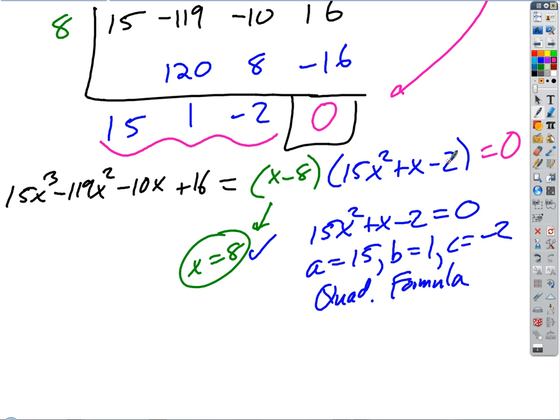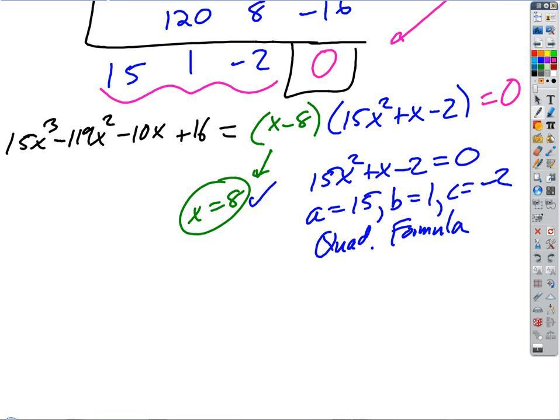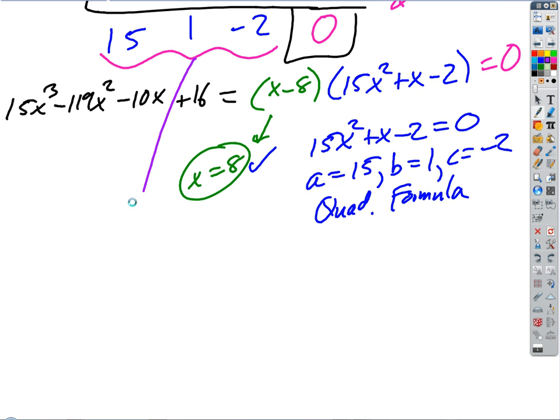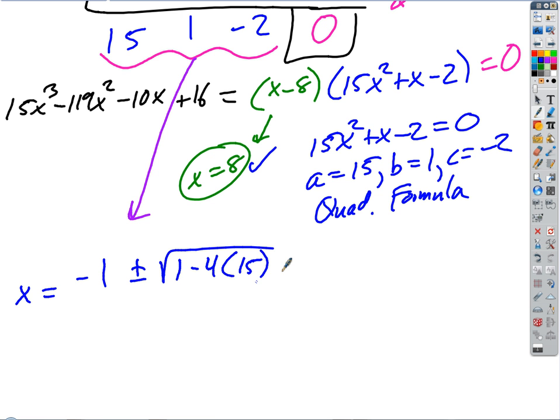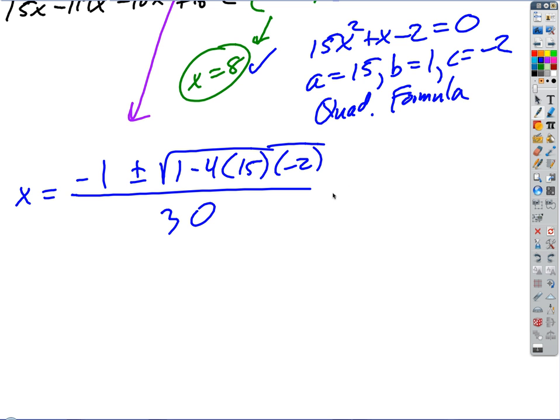Plug it into the quadratic formula. Just go straight from here into the quadratic formula. X equals negative b, so negative 1, plus or minus the square root of b squared, which is just 1, right? Minus 4 times 15 times negative 2, all divided by what? Yeah, 2 times 15, 2 times a, so 30. Okay? And if we simplify that, what do we get?